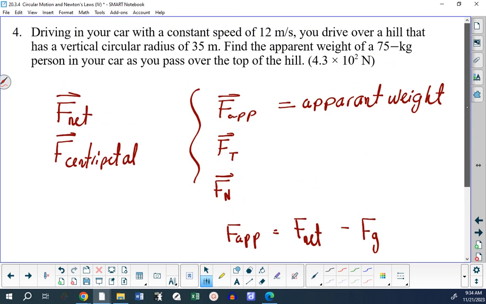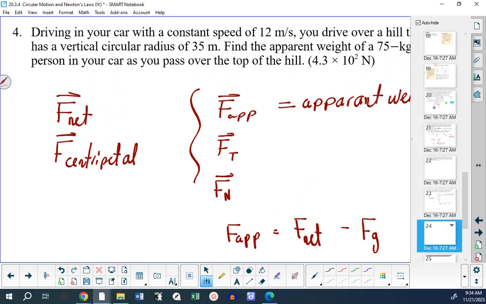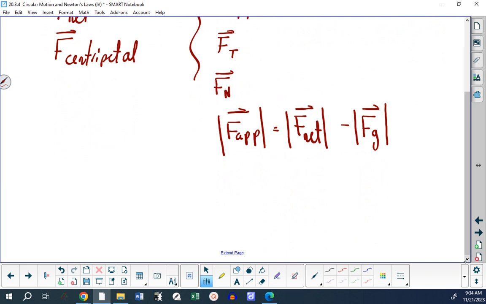Again, I want everybody to know, I guess it's this important that I repeat myself with this idea again and again, that this is the same as that. They mean the same thing. So regardless of how you do it, that means I can take ma, which is centripetal, minus mg, and then I can say m times v squared over r minus mg.